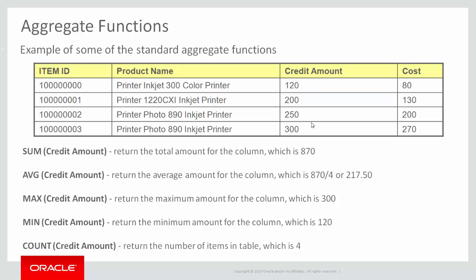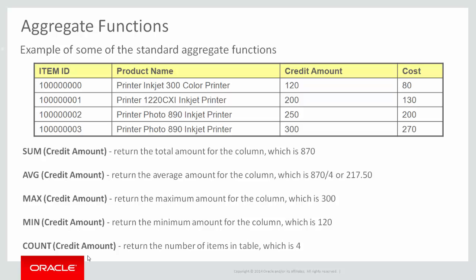Then if we look at the next example, we're going to take the max of the credit amount column, and we can see here that the maximum value for that interval was $300. And then the minimum would be the least value within the column, which would be 120. And then finally, maybe we wanted to invoke the count function, and the count function would just count the number of transactions over the interval, which in this example would be 4.